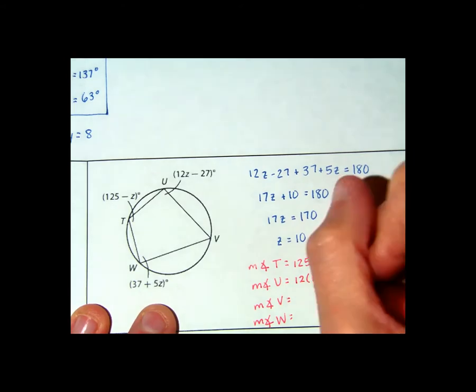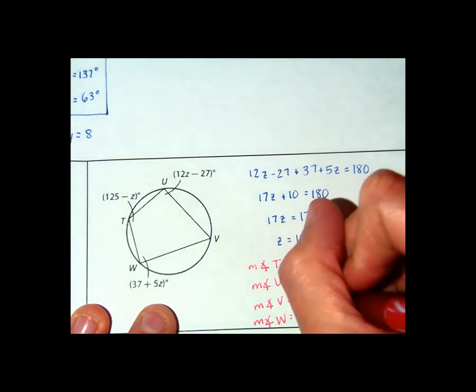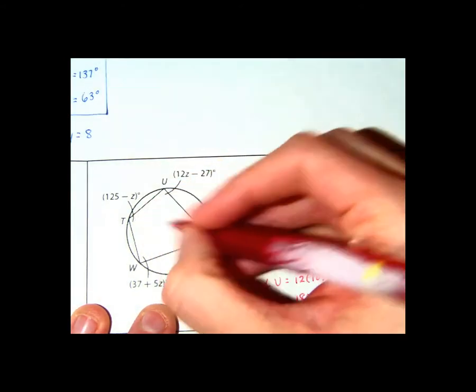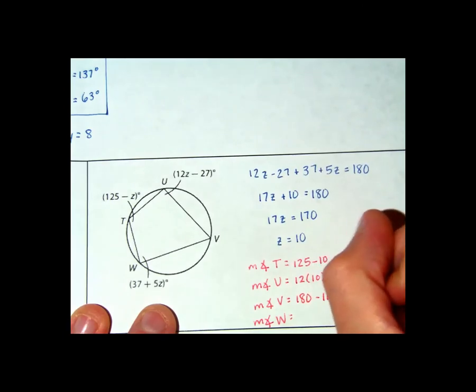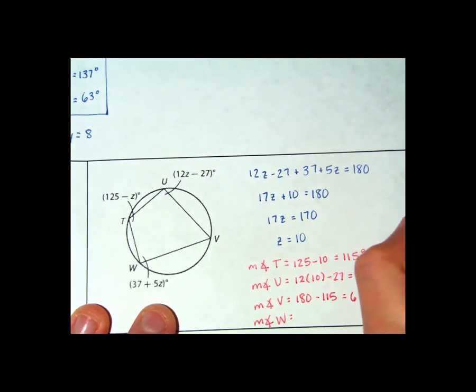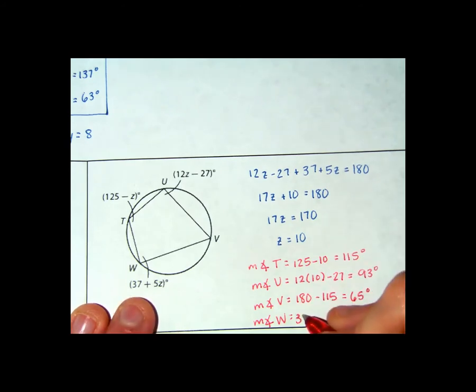The measure of angle V is 180, supplementary, minus 115, and that is 65 degrees. And the measure of angle W is either 180 minus 93, or we can plug in 37 plus 5 times 10, which is 87.